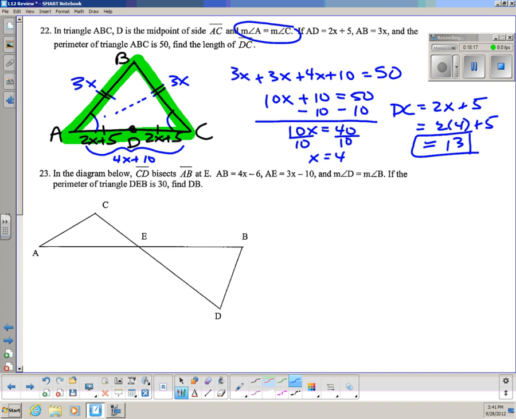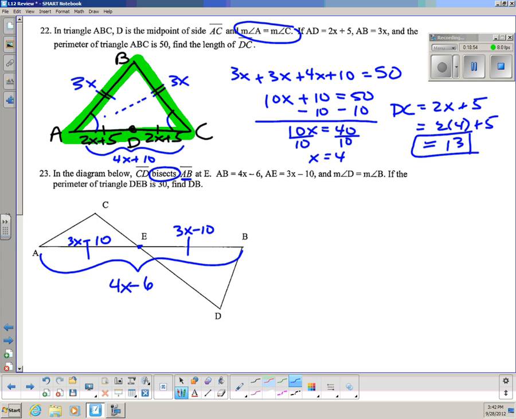Number 23 says, in the diagram below, CD bisects AB at E. So CD is the knife that is cutting AB into 2 equal pieces. Bisects means to cut into 2 equal pieces. So AB is being cut into 2 equal pieces, AE and EB. AB, from A to B, is 4x minus 6. AE is 3x minus 10. But I want to stop reading there and notice AE and EB are equal. So I can label EB also with 3x minus 10.